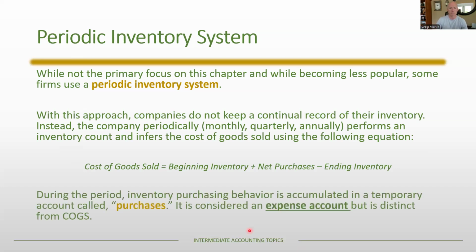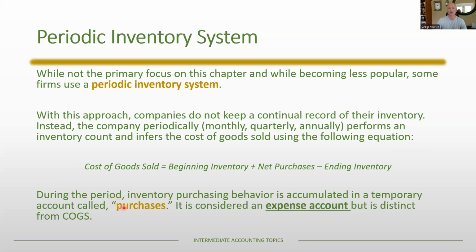Again, we're going to use this purchase account. It is a temporary account, and it is considered an expense account. So it's going to be in the 500s using our typical accounting system: 100s for assets, 200s for liabilities, 300s for permanent equity, 400s for revenue, 500s for expenses, and 600s for dividends. Some companies use thousands, but usually follow something similar to that.